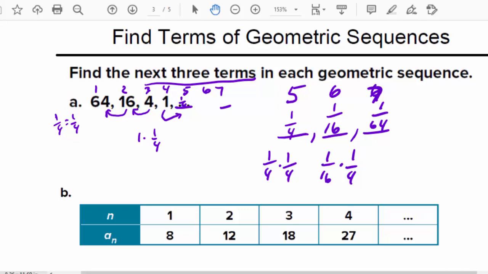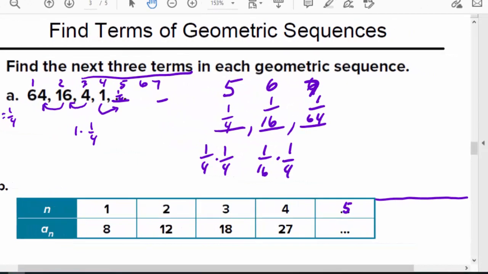I'm going to do the same thing for part B. So I'm finding terms 5. Let me extend this out.